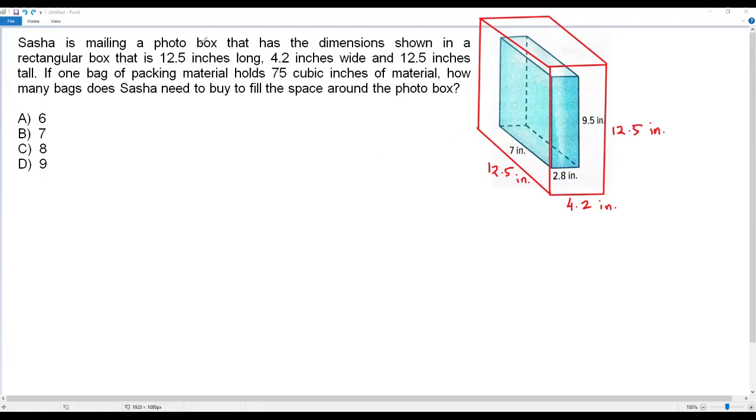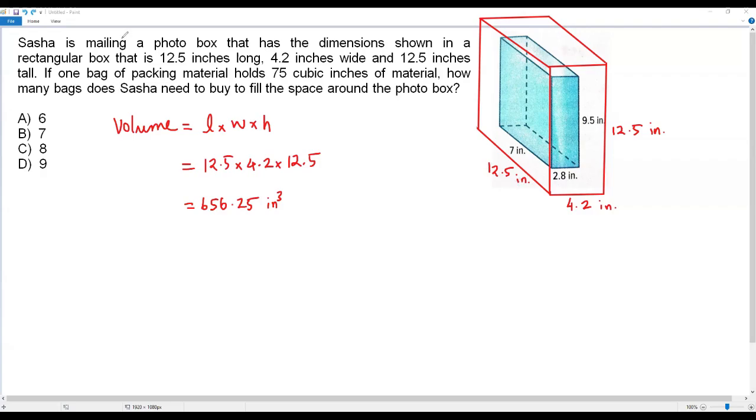First, I'm going to find the volume of the red colored box. To get the volume I multiply the length, width, and height. The length of the rectangular box is 12.5 inches, the width is 4.2, and the height is again 12.5. Now let me use the calculator. 12.5 times 4.2 times 12.5, I'm getting 656.25 cubic inches, because each dimension has units of inches.